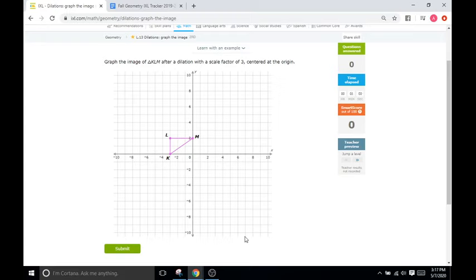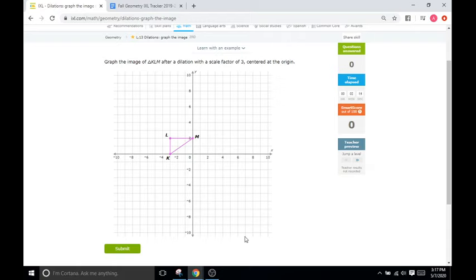This is Mr. Duffick, and today we are doing dilations, specifically IXL L11, where we are graphing said dilations. Each of these problems gives you a graph with a shape on it, and it asks you to dilate that shape by a certain scale factor.